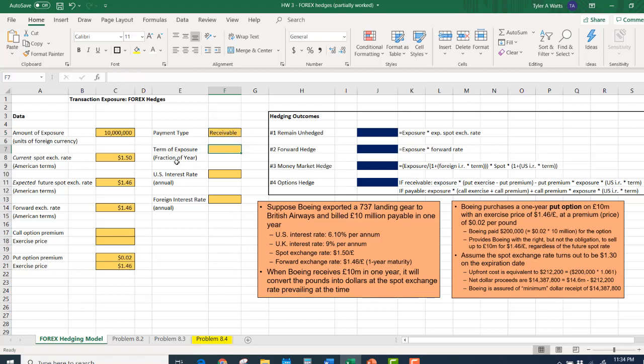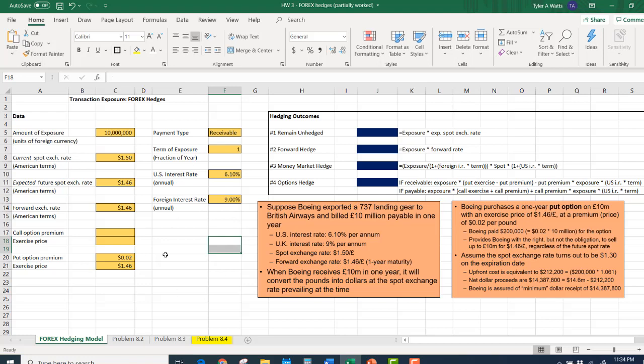Okay, term of exposure, this is going to be important, fraction of a year. Now you might notice here that this is specified in a couple places. It's payable in 1 year, the options are 1 year, so we're just going to list that as 1. This is going to be 1 or less. Half a year would be 0.5, 3 months would be 0.25, and so on. Okay, then the interest rates. U.S. interest rate is listed here, 6.1% per annum, and then the foreign interest rate, which would be the UK, here is 9%.